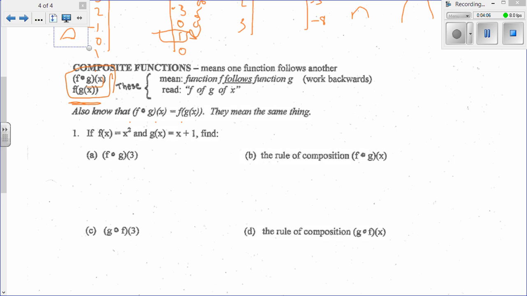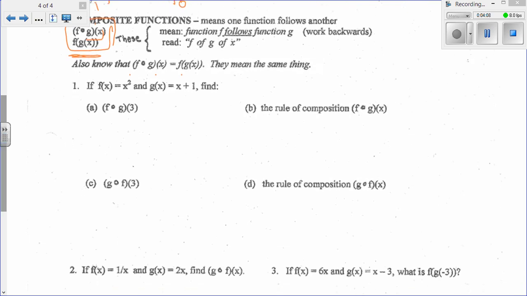So for number 1, if f of x equals x squared and g of x is equal to x plus 1, find f of g of 3. So what that means is I'm going to work with the second function first, and I like to rewrite them as f of g of 3. By rewriting it, that lets me know where I'm working from. I'm working from the inside out. And I'm going to take 3 and put it in place of x in g. So we'll find g of 3 first.